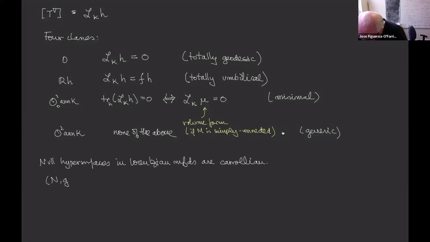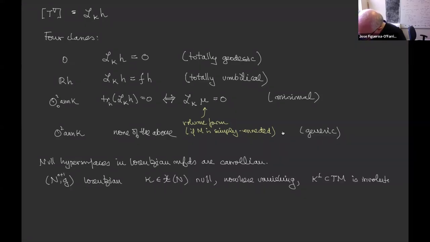So let's do the same thing as before. So suppose N, G is a Lorentzian manifold in dimension n plus one. And suppose kappa is a vector field on N, which is null, and let's say nowhere vanishing. And let me assume that the perpendicular distribution is involutive. There is a null version of the second fundamental form for distributions that are not necessarily integrable, but just to make it simpler to explain, assume that it's involutive. So that's the same thing as saying that d kappa flat mod kappa flat is zero.